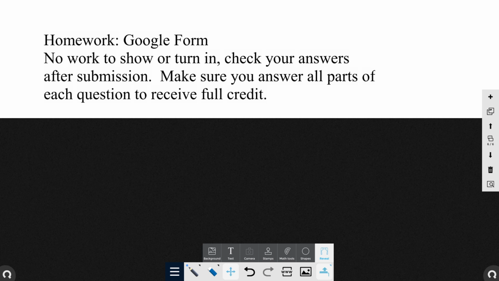Make sure you check your answers after submission and make sure you answer all parts of each question to receive full credit, because it may be like the last few that we did where it says find this and this. And remember, if you don't type it in exactly how I do, it will count it wrong, but it doesn't mean that it's wrong. Okay? I will go through and look at the answers. And so it doesn't matter your score, but it does matter if you understand.